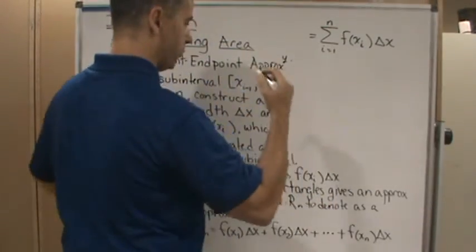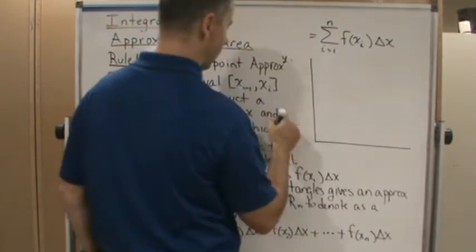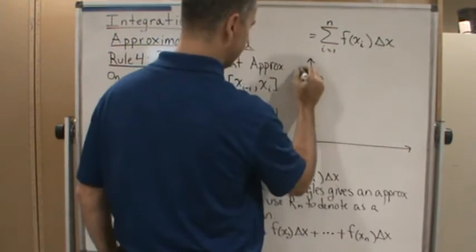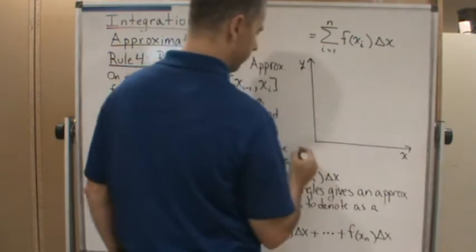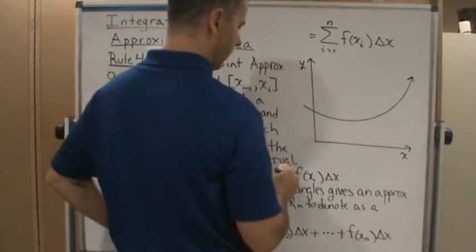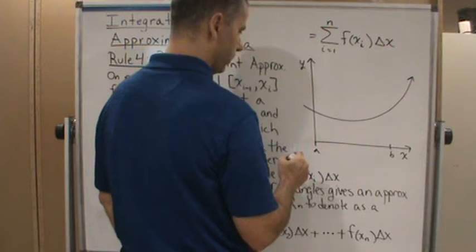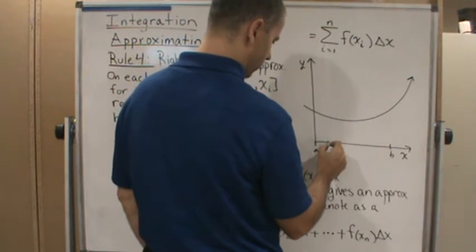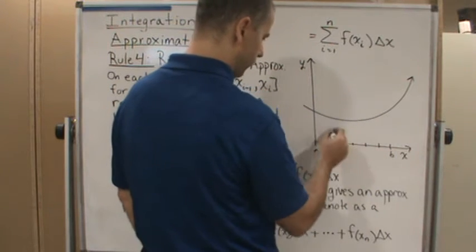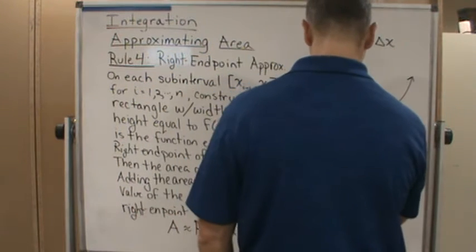the curve. So if we draw the curve, like so. Okay, so here's our axes, X and Y. And so let's say we have this curve. And so here's A and B. And so what we would do is we would now use these subintervals. And now we're going to use the right endpoint. Okay, so let me just put this here.